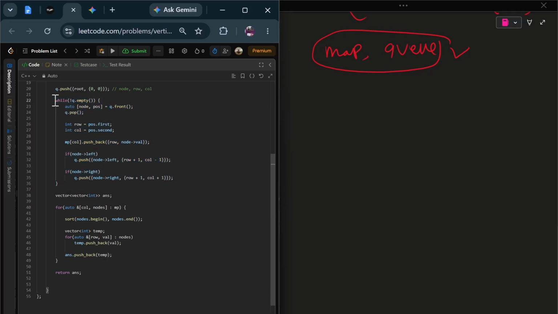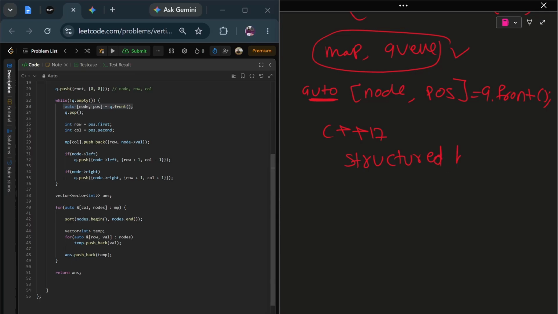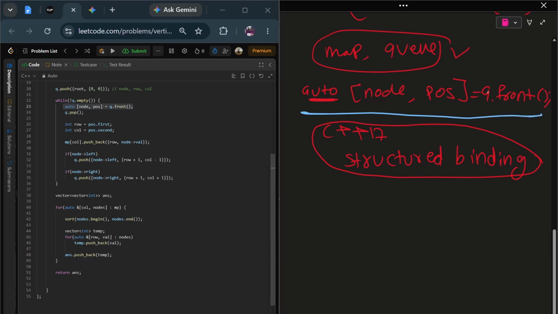Okay, not like in the normal simple BFS code. We are populating the queue and we are checking while the queue is not empty, because first we have populated it with the root value. Okay, now auto. So this is the syntax. Now I will explain what the syntax is. We are declaring auto node comma position is equals to q dot front. Okay, so what is this auto? Auto is a new syntax that was introduced in C++17, and this syntax is also known as structured binding. You will understand why this is known as structured binding; I will explain in a while.